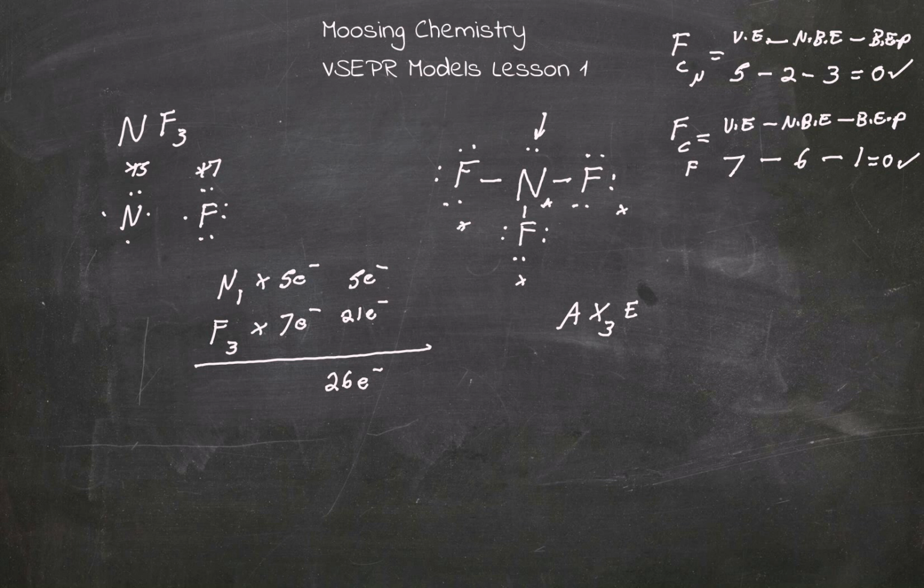Now that kind of structure is a trigonal pyramidal. So trigonal pyramid. And each of these bond angles are exactly 109.5 degrees.